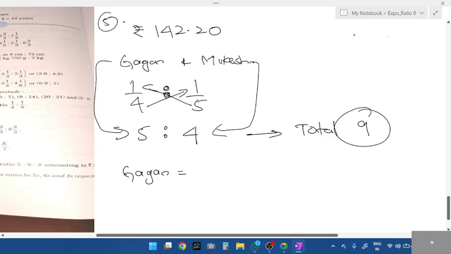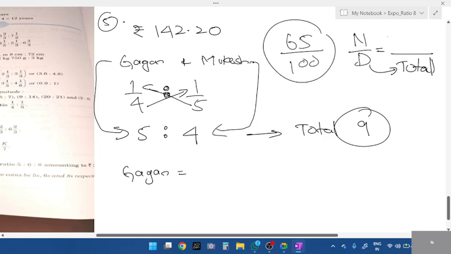You know how teachers give marks, right? Numerator by denominator. The denominator is the total marks, right? If they write 65 out of 100, what does 65 out of 100 mean? Out of 100 marks, how much have you scored? 65. So this number you have to convert into a fraction.